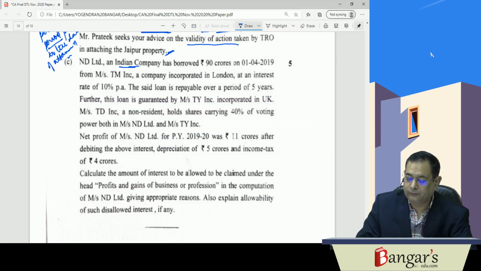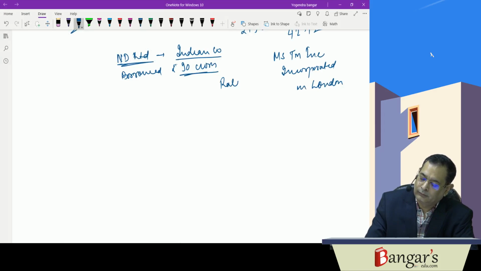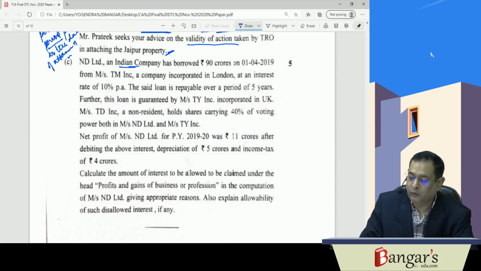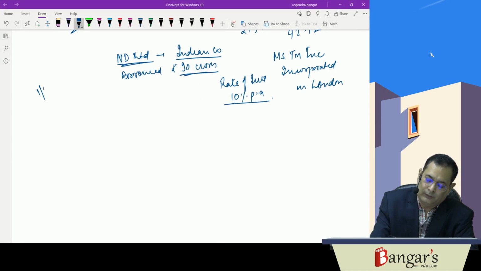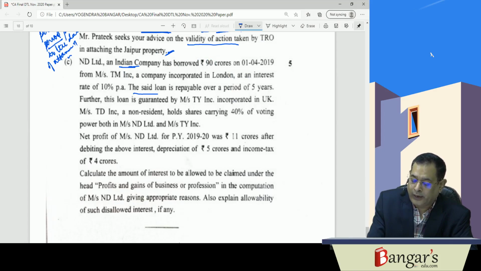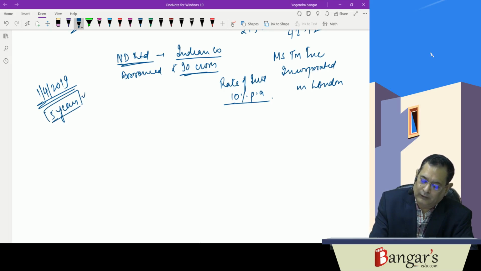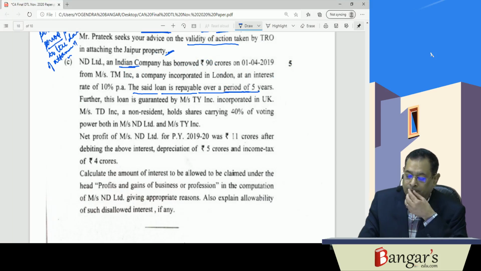Now here, the rate of interest is 10%. And it has been borrowed on 1/4/19. Further, they say that the said loan is repayable over a period of 5 years.